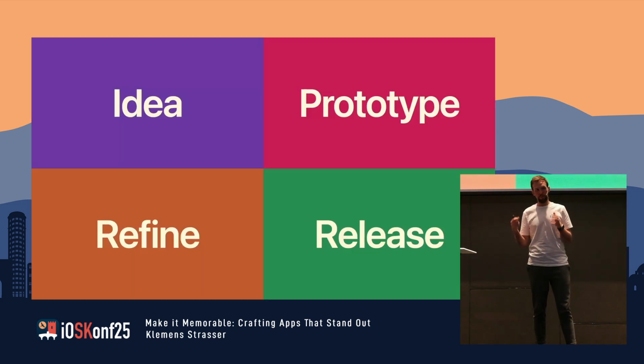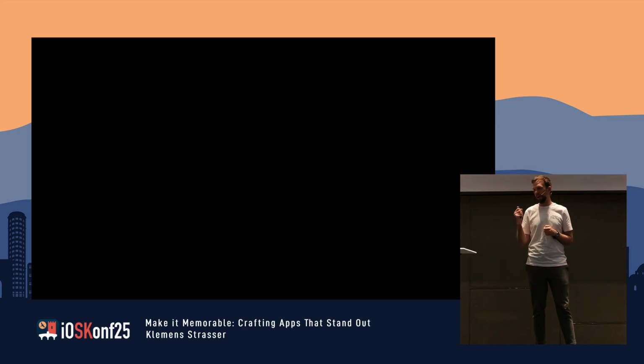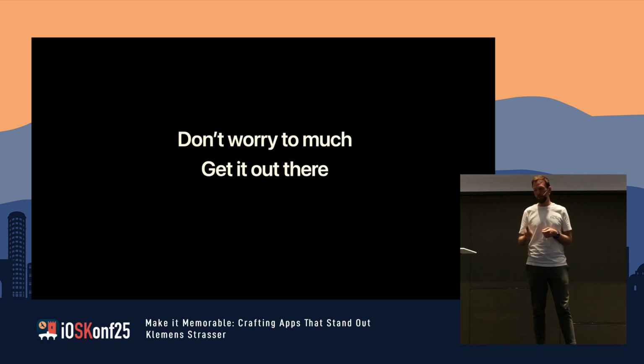So we went through the 4 phases. The idea, where I get my inspiration, usually where I least expect it. The prototyping phase, where I want to get to a result as quickly as possible, refining it, mostly in person, and then releasing it as quickly as possible and forcing myself to do that through pre-orders. And if you are in a situation like me, that you want to release an app, just don't worry too much, get it out there, you will do fine.